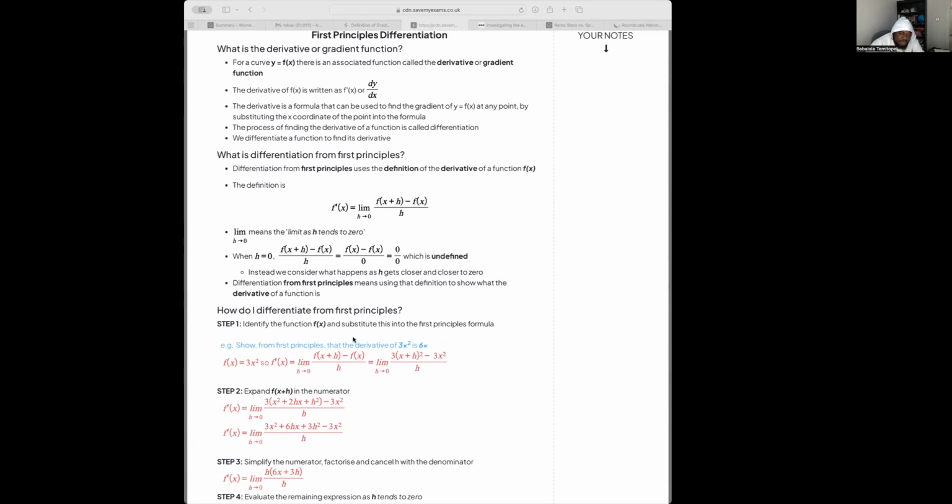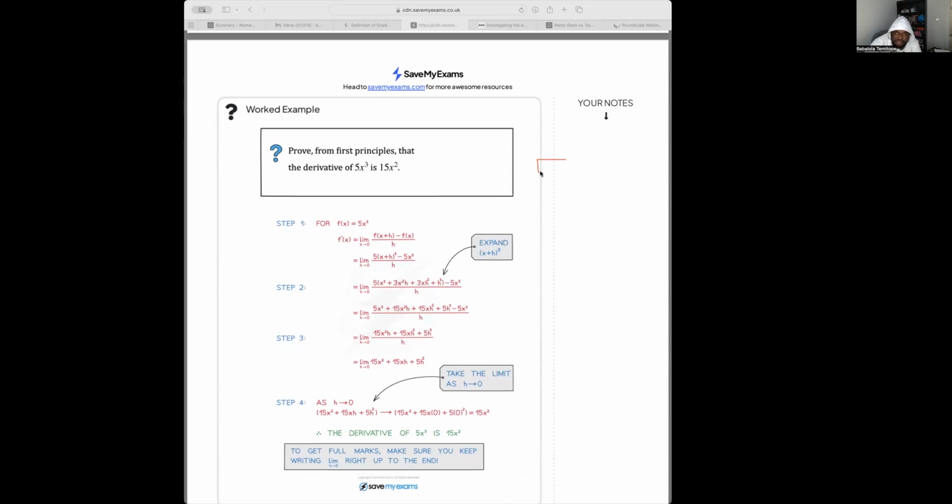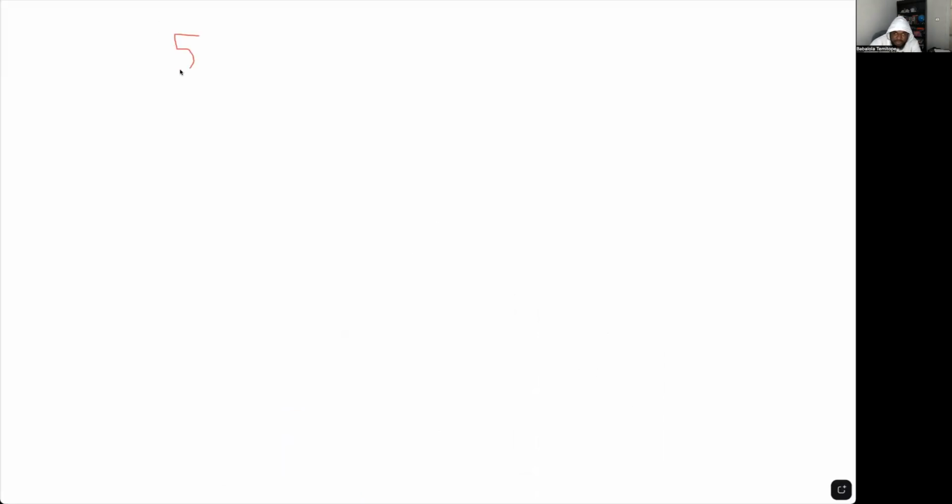So how can you differentiate a simple algebraic function? If we differentiate something like 5x cubed, I'm just going to use a whiteboard for that. The formula is this: if you have a function like y equals a x to the power of n, that means dy/dx will be equal to n a x to the power of n minus 1. That's how to differentiate the function.